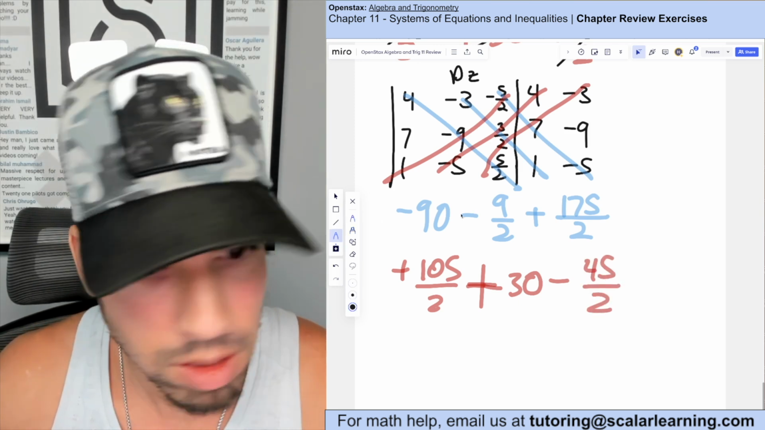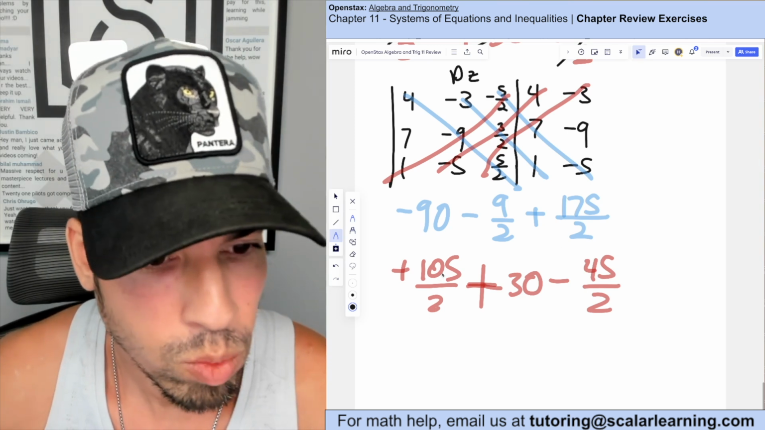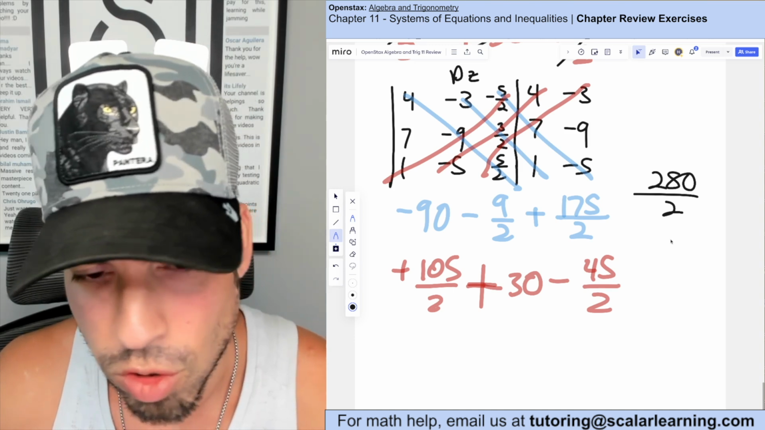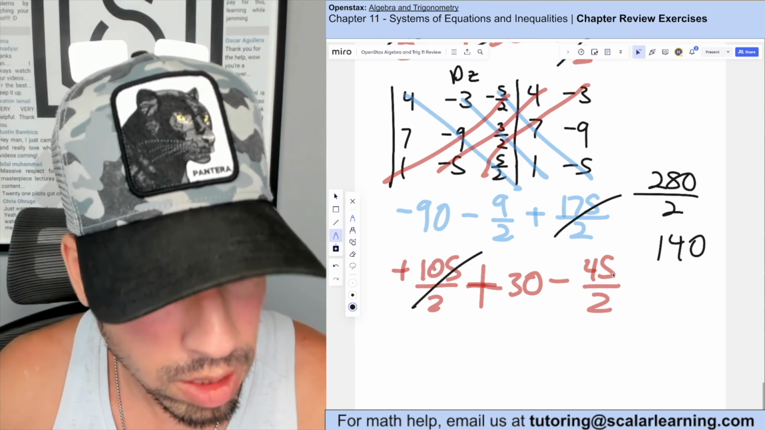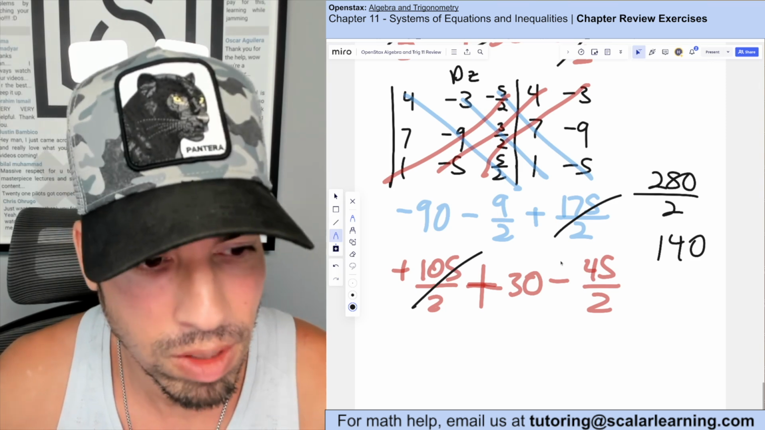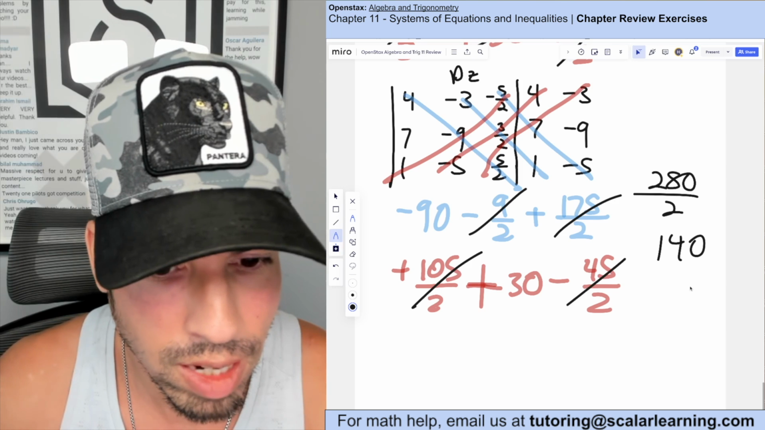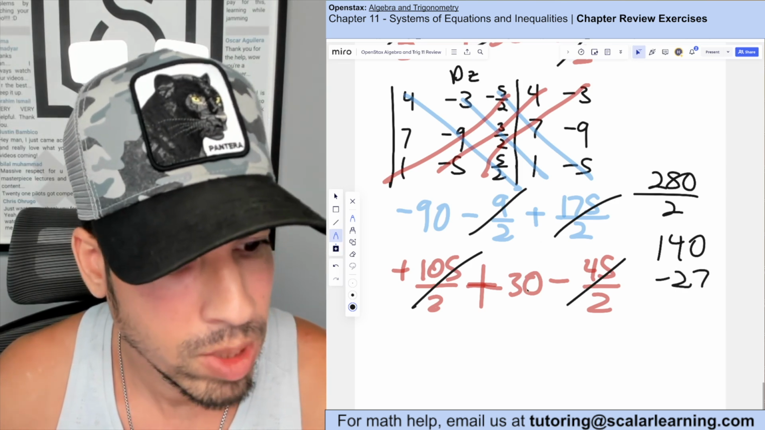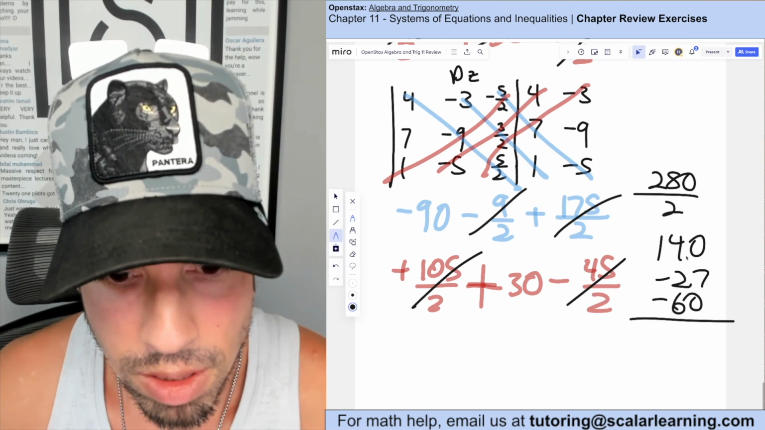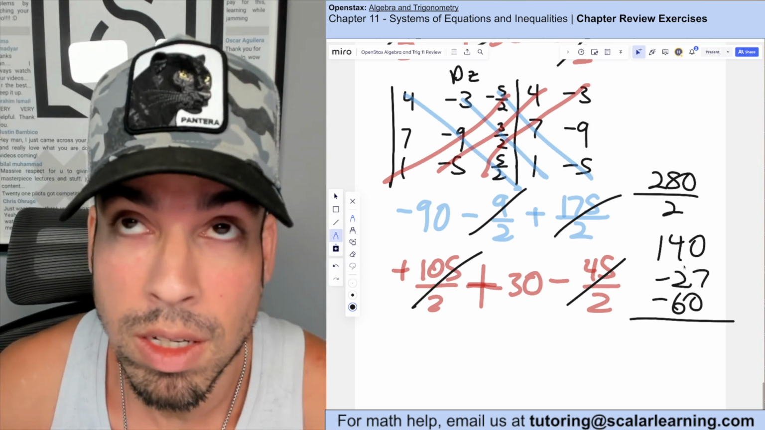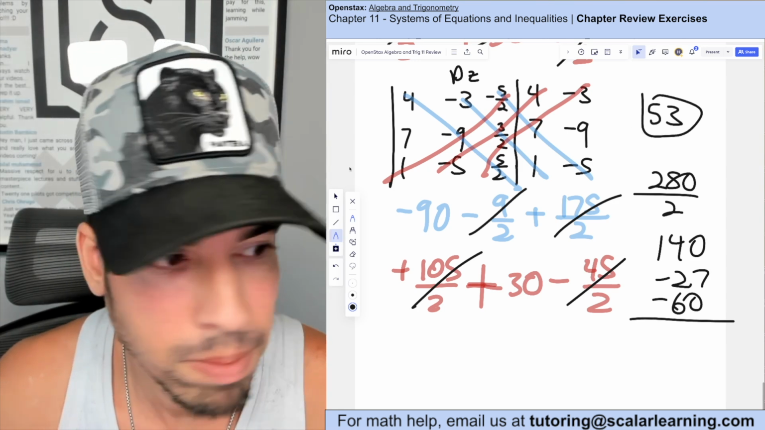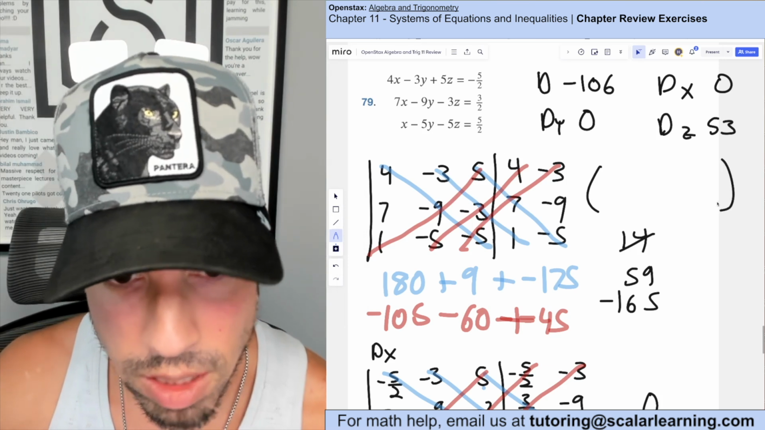Okay, now let's combine all of this. 175 plus 105 is 280 over 2, which simplifies to 140. And then we got negative 45 over 2 plus negative 9 over 2 is negative 54 over 2, which is negative 27. And then we got 30 plus negative 90 is negative 60. So then we got negative 87 plus 140 is, what is that, 53, right? So dz is 53.